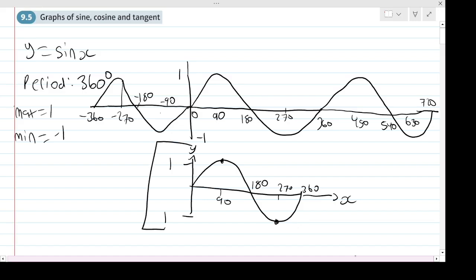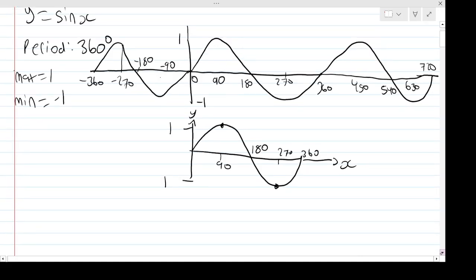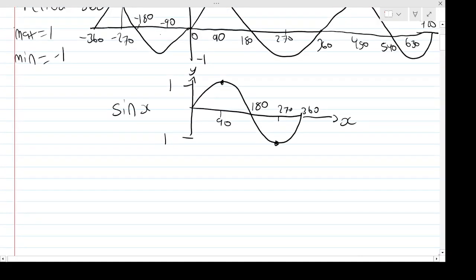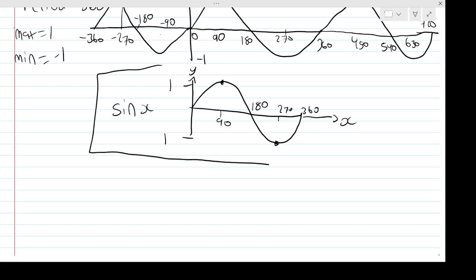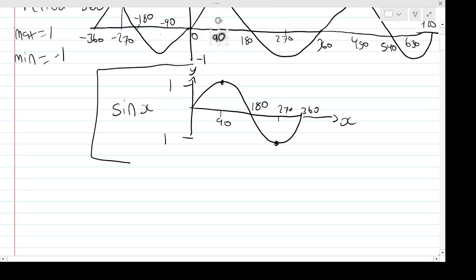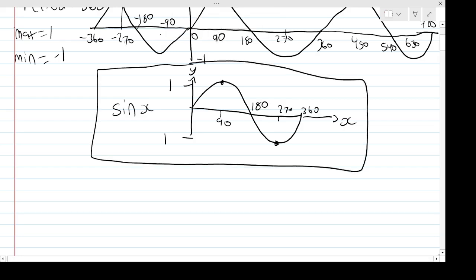So you should remember the basic graph between 0 and 360, and the idea it repeats itself after 360 degrees, backwards and forwards, to the left or to the right, because the period is 360, so after 360 degrees the graph repeats itself again, okay? Right, okay, as that's sine. Okay, I'll box that then. There we are. Okay, now the next one's cosine, right?